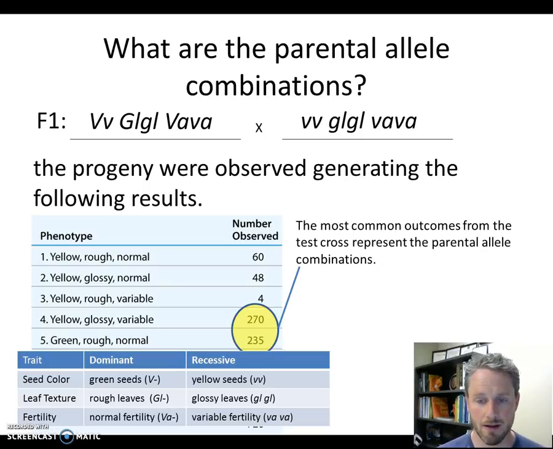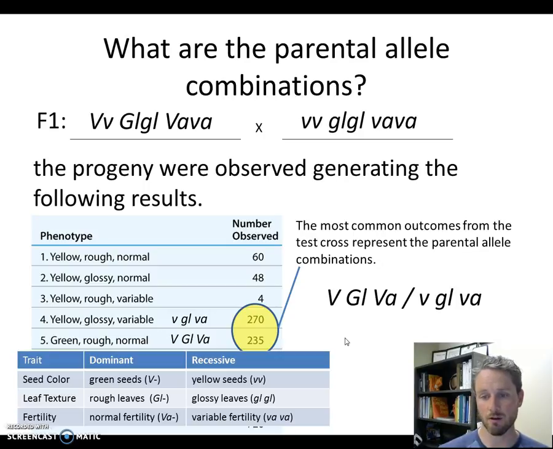They are linked. So which alleles are those? Yellow, glossy, and variable. Yellow, glossy, and variable are the recessive alleles. So we just say, well, the lowercase v, the lowercase gl, and the lowercase va are together on one chromosome. How about for the other one that is most common, the green, the rough, the normal? That's going to represent the other chromosome from our parent. Well, they have the green, rough, and normal fertility. They have all the dominant alleles. So they have the uppercase V, uppercase GL, uppercase VA.